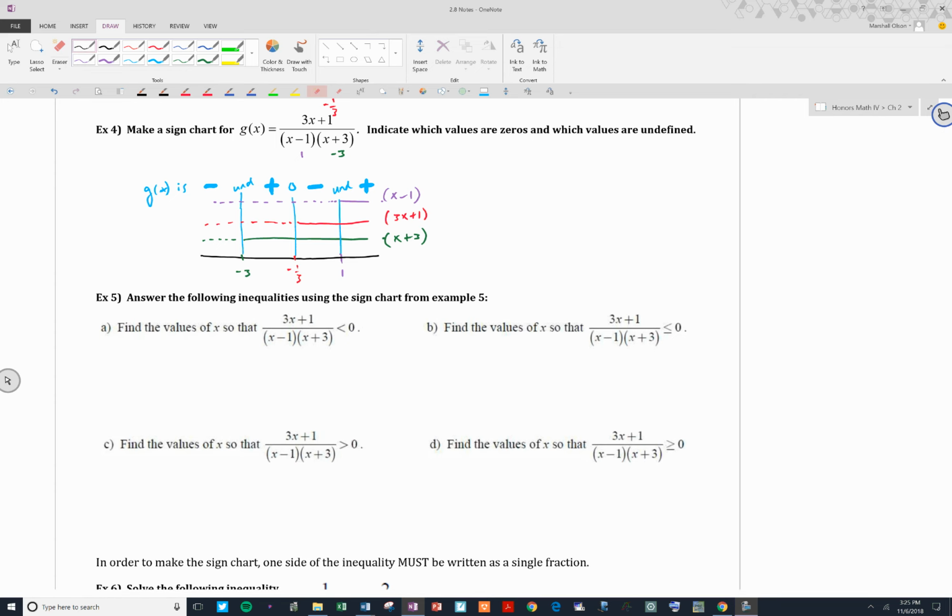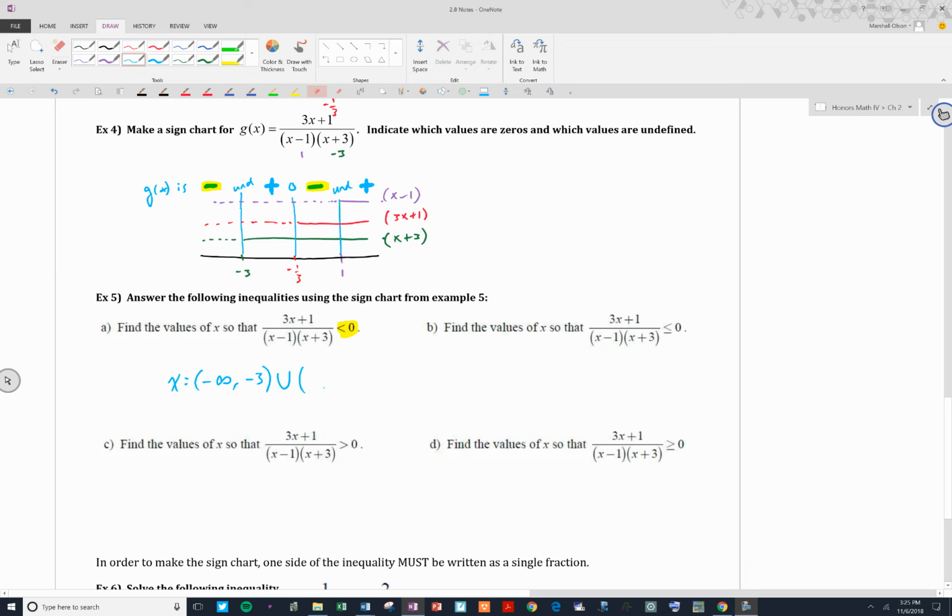All right, so let's answer these questions that we have down here. Where is this thing less than 0? Well, less than 0 means negative, so we're looking there and there. It's not equal to 0, so I only want those values. So we want to go from negative infinity up until, let's see, negative 3.